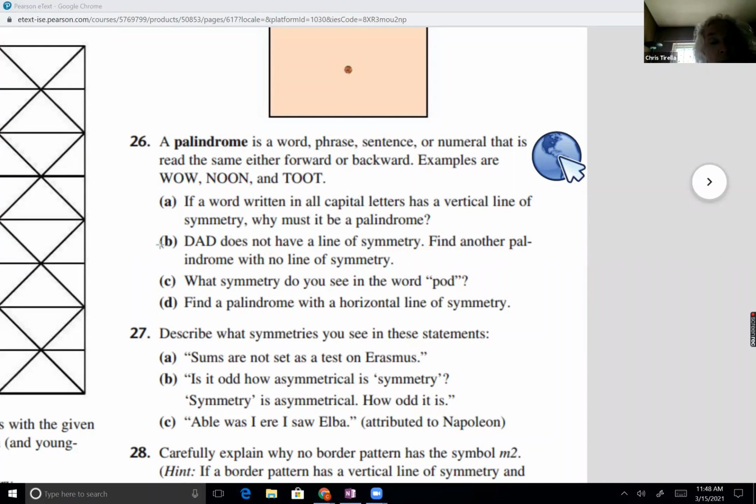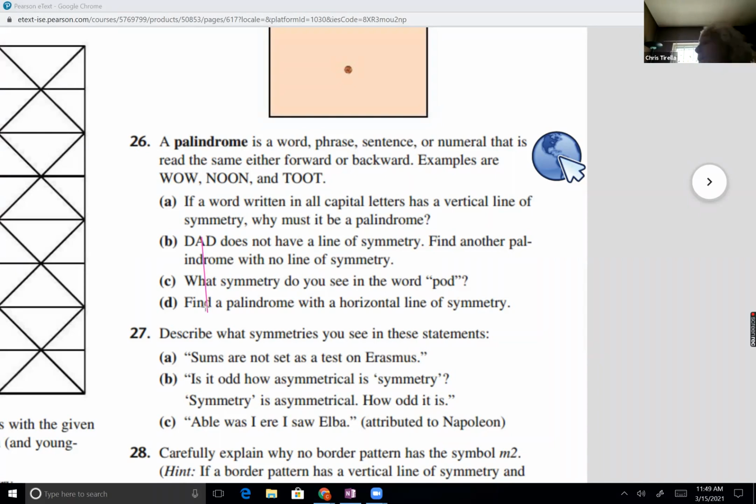Dad: if I try to put a horizontal line through dad, the A doesn't fold, the D's do. Instead, if I try to put a vertical line through dad, the A's fold, but the D's wouldn't match up, they'd be backwards. So it's a palindrome, but it doesn't have that line symmetry. Come up with another word where the letters are the same front and back, but because of the shape of the letters, they don't have that line symmetry.